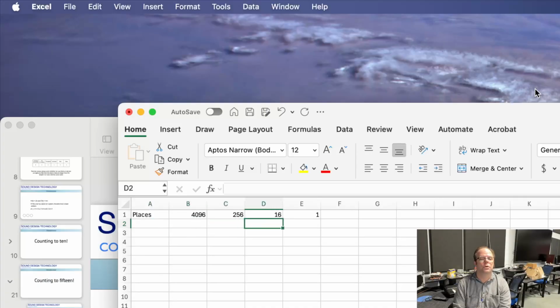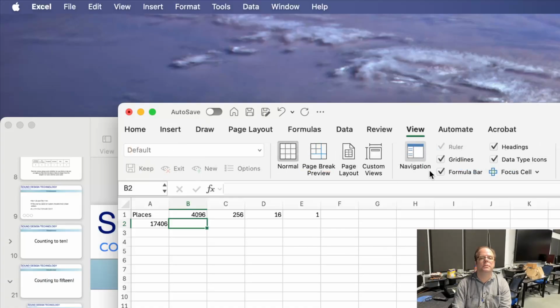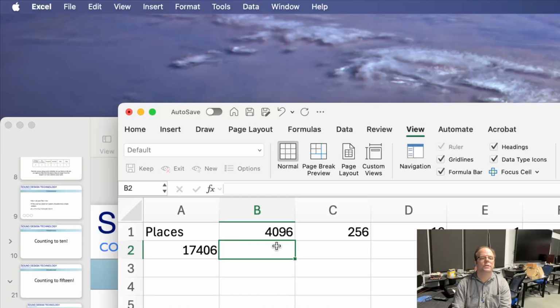Okay, so if I want to do a value, let's pick another number here: 17,406. 17,406 is the number we're trying to do. That's bigger than 4,096, right? So let me zoom in here a little bit. Okay, so how many 4,096s can we get into 17,406? So let's try it.